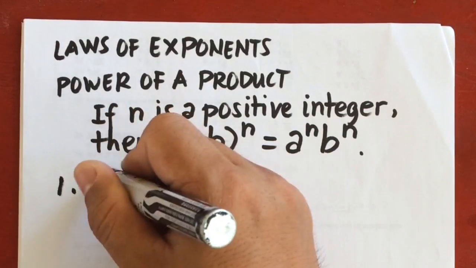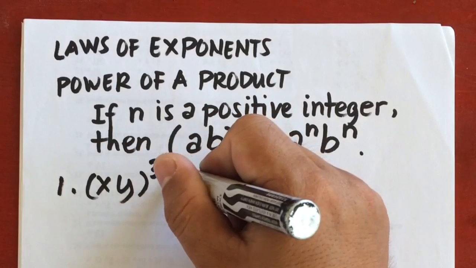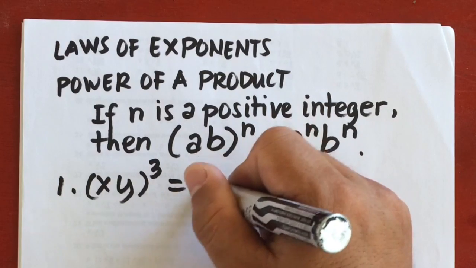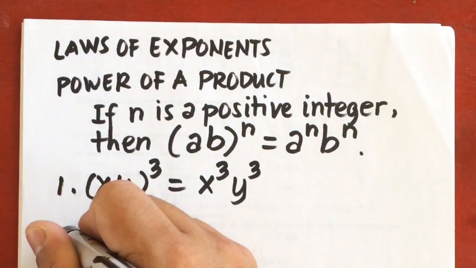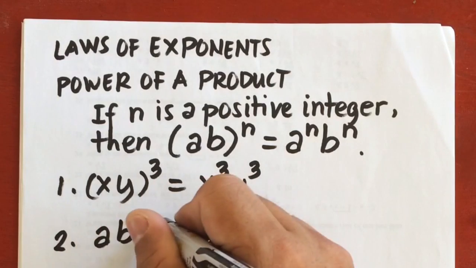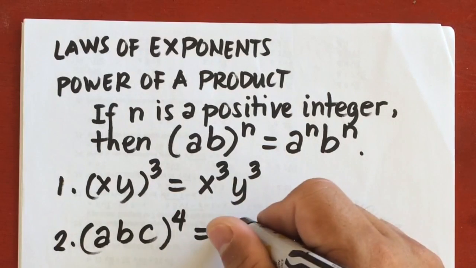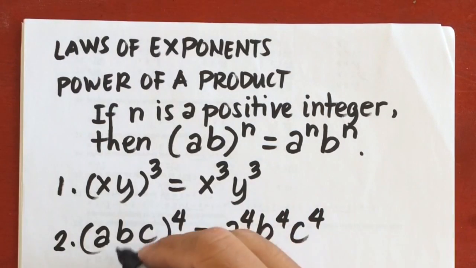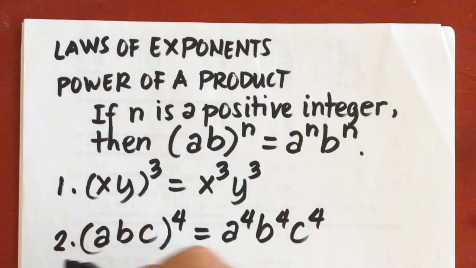Example number one, let's have (xy) cubed. So (xy) raised to the power of 3 will be equivalent to x cubed times y cubed. Number two, let's have (abc) raised to the power of 4, and this will be equivalent to a to the power of 4, b to the power of 4, c to the power of 4. So in here we are raising each of the factors a, b, and c to the power of 4.